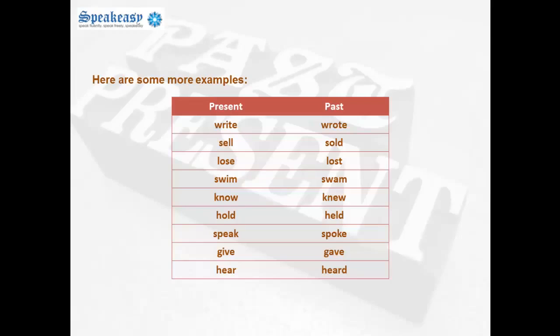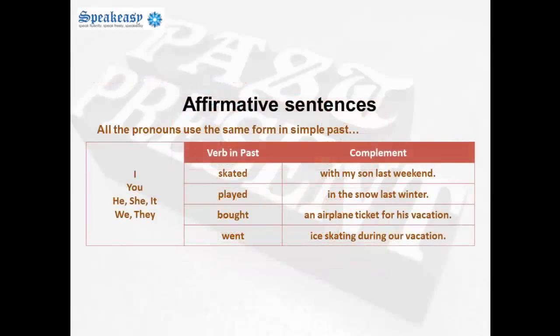Here are some more examples. Write becomes wrote. Sell becomes sold. Lose becomes lost. Swim becomes swam. Know becomes knew. Hold becomes held. Speak becomes spoke. Give becomes gave. And hear becomes heard.